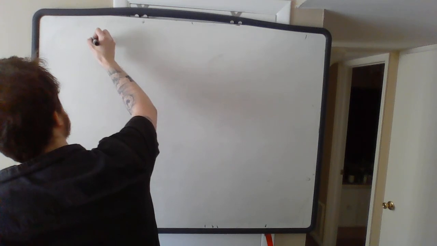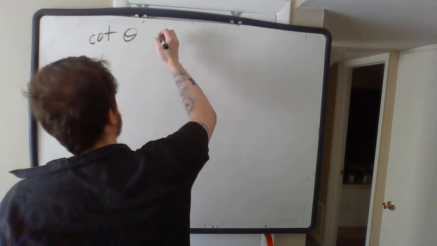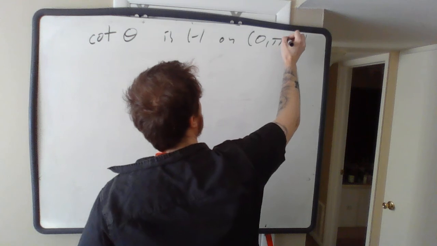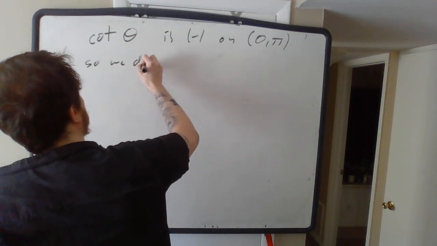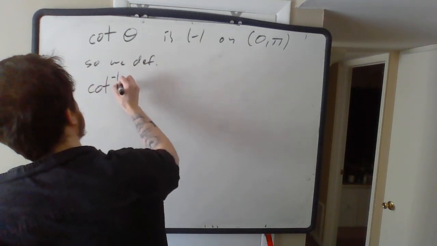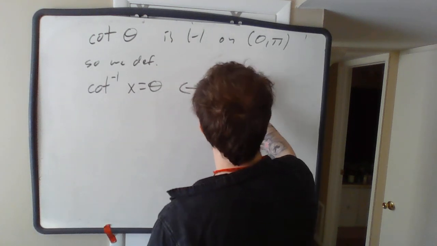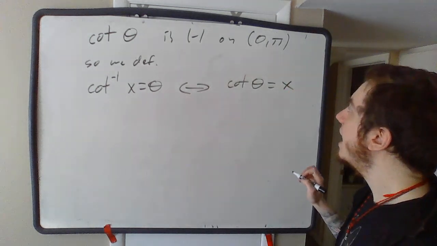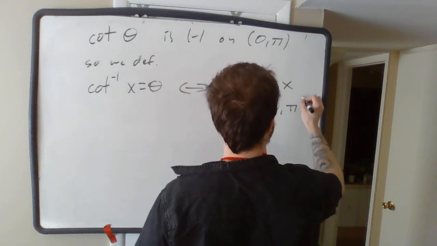So for cotangent inverse, cotangent of theta is going to be 1-to-1 on the interval from 0 up to pi. So we define inverse cotangent of x equals theta, this means that the cotangent of theta is equal to x, and theta is in the interval from 0 to pi.